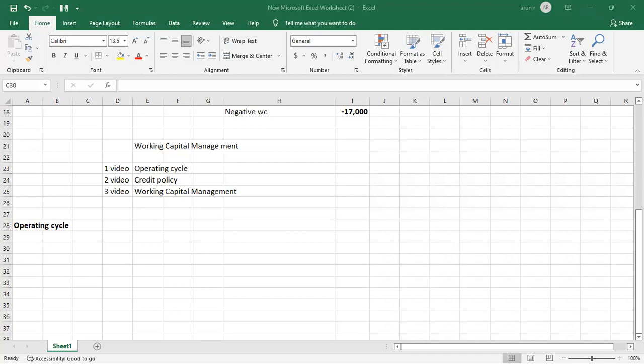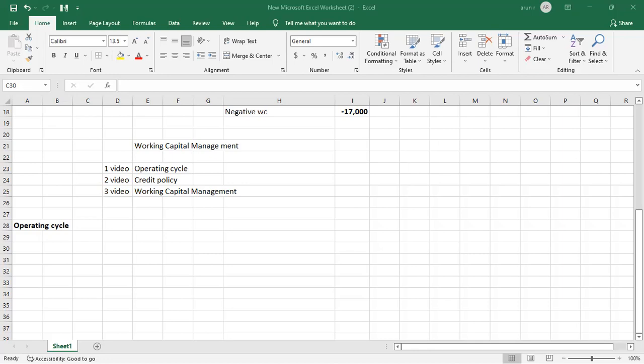Raw material inventories consumed during the year 6 lakh. Average stock of raw material 50,000. Average work in progress inventories 50,000. This I want to correct. This is not average cost of work in progress, this is cost of production. Okay, you just correct it. This is cost of production of inventories 5 lakh.